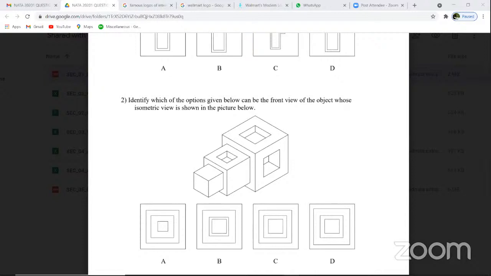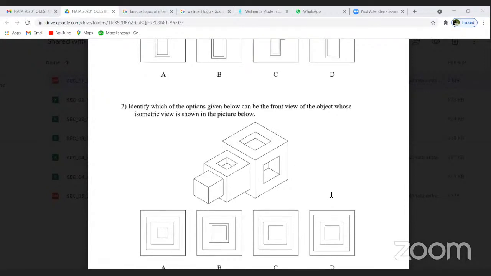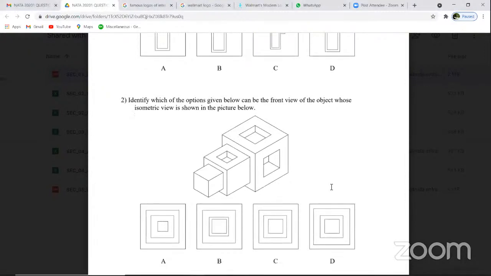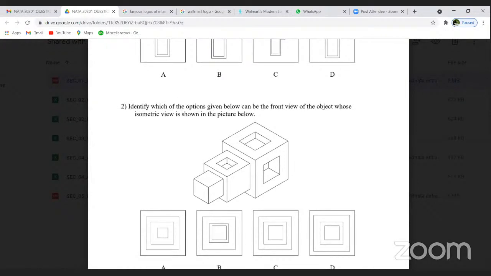Okay, any other answer? Yes, C is correct. Looks that way, doesn't it? Now the previous example.